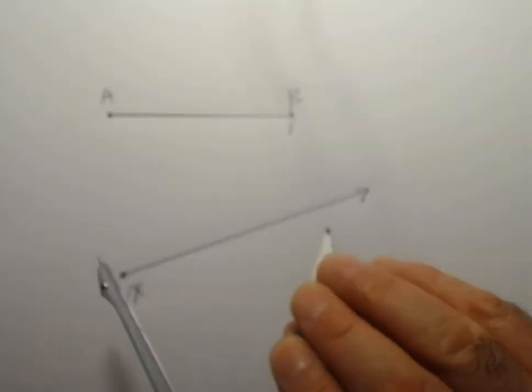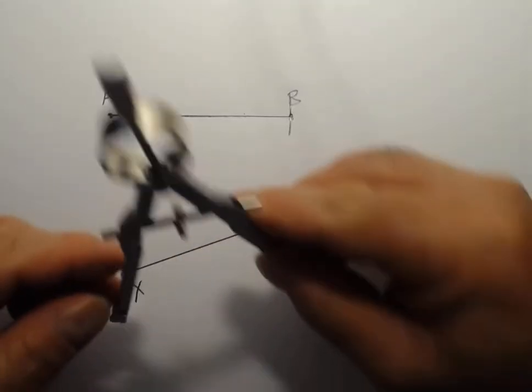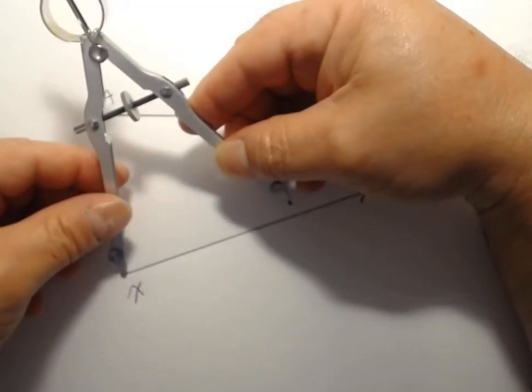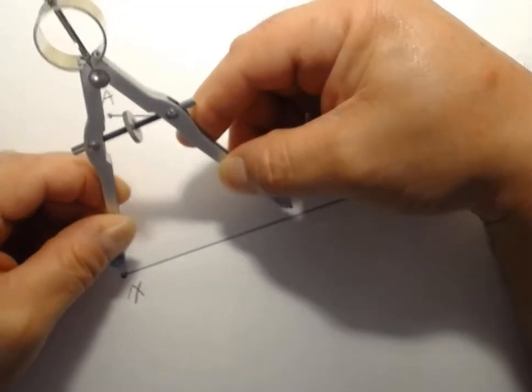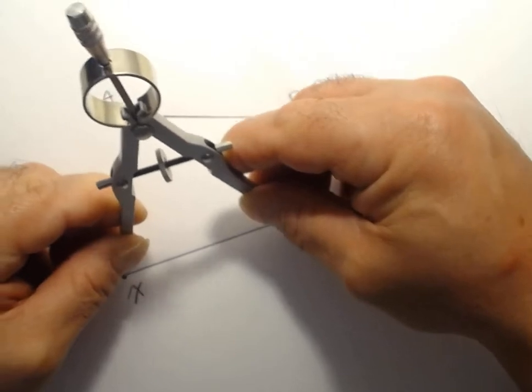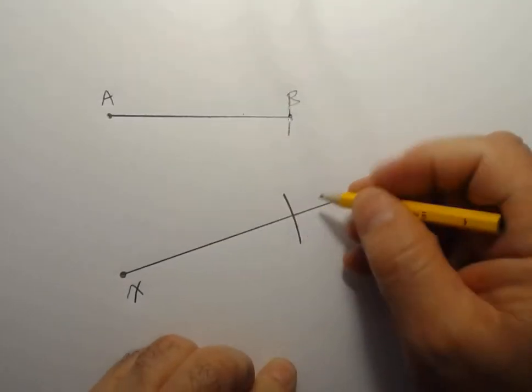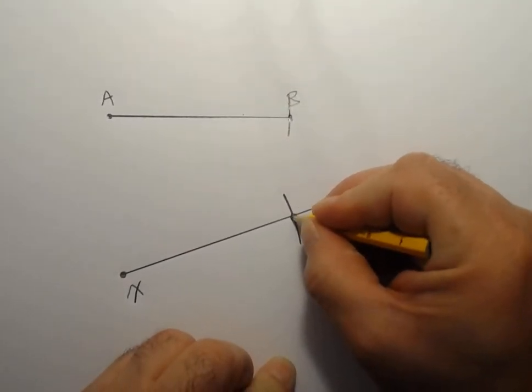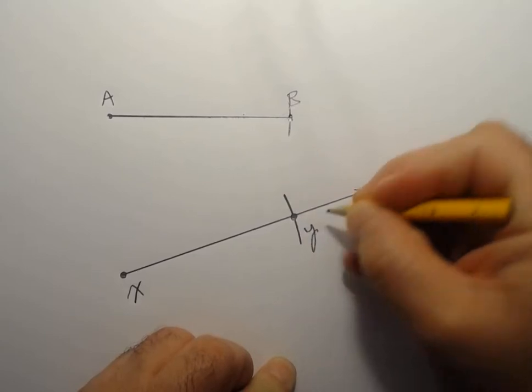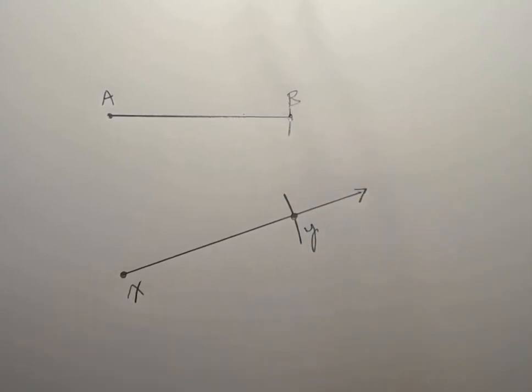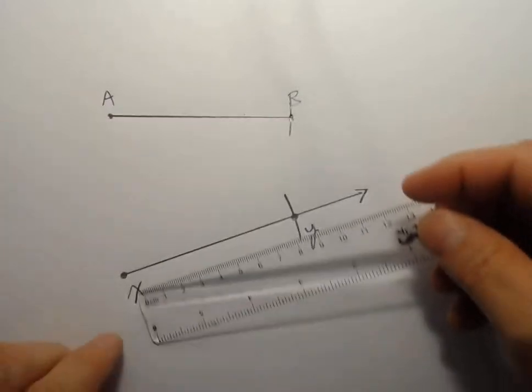And so now what I want to do is take my compass. I'm going to mark here. I'm going to put on my vertex here where X is, and then I'm going to draw an arc to intersect this ray. And then here, this intersection point, I'm going to label this Y. And then let's measure, because if I did a good job, then the distance from A to B should be the same as the distance from X to Y.